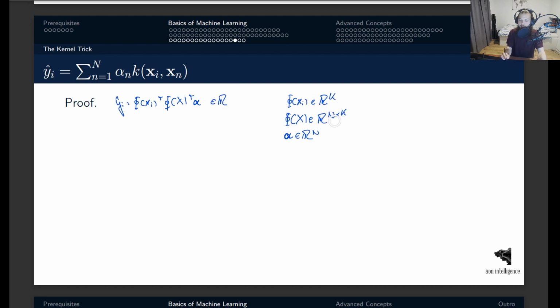And the dimensionalities of all these involved quantities are as follows. So the feature mapped observation xi has dimensionality R^k. The feature mapped dataset has dimensionality R^(N times k), and our parameter vector alpha lives in R^N. And since our individual prediction is a real number, we can transpose it, because the transpose of a real is equal to the real itself. And we are left with the fact that the individual prediction is equal to alpha transpose times phi of x times phi of xi. And now let's write out all of this explicitly.